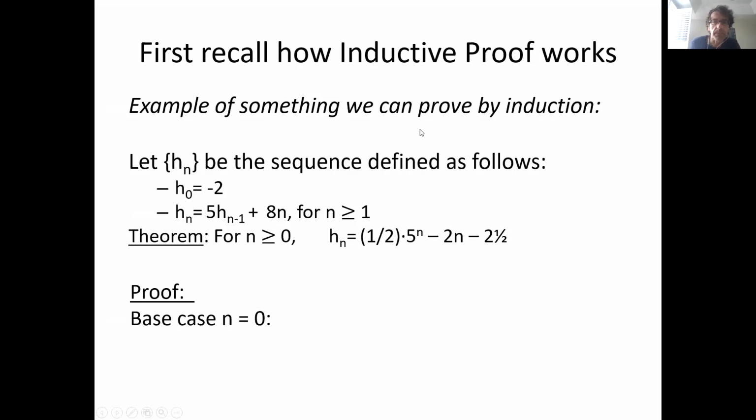So here is a very typical thing you can prove by induction. You have a recurrence relation defined. Here is an example. H0, the base case, is -2. And here is a recurrence relation: Hn is 5 times the previous sequence element plus a term, an. Okay, it's not fixed, it's linear, but the point is it does not depend on previous values of h.